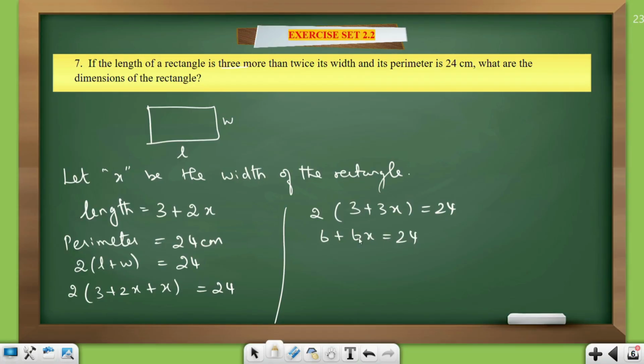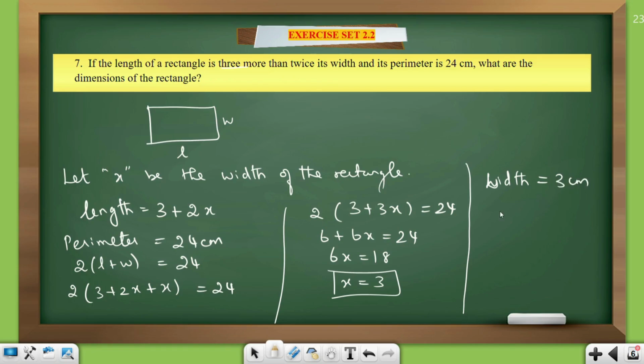So if you multiply, it will be 3 2s are 6, and 3x into 2, it is 6x, which equals 24, and we will bring this 6 to the right hand side. So 6x equals 24 minus 6, which is 18. So x is equal to 18 by 6, which is nothing but 3. So the value of x is 3, which is the width of the rectangle. So width equals 3 centimeters.